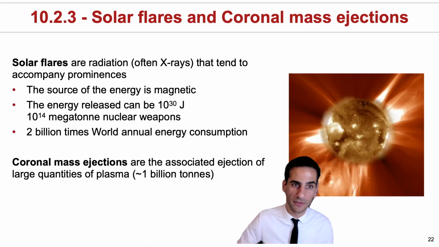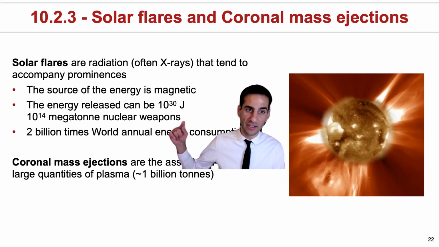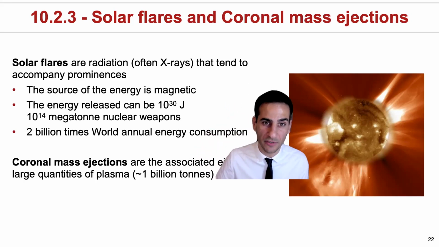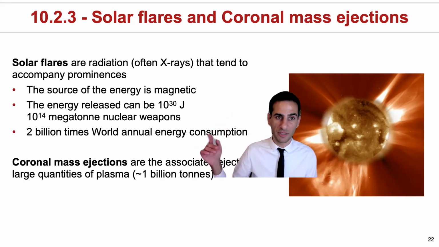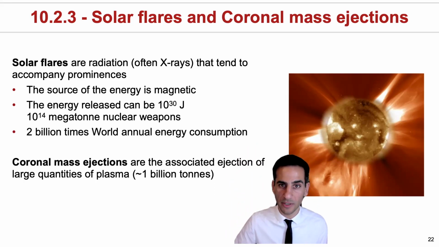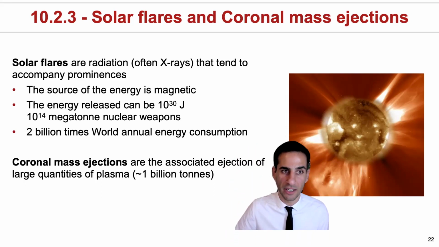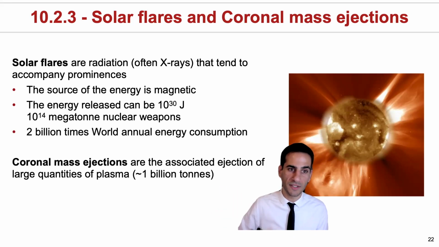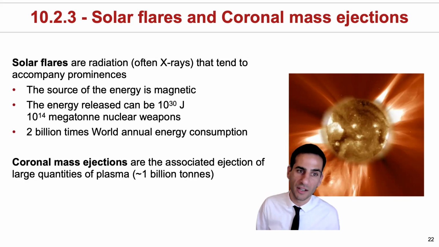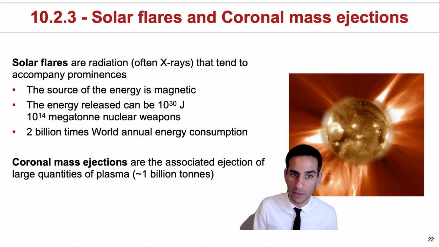There's a lot of energy that's released whenever this happens, the equivalent of something like 10 to the 14 megaton nuclear weapons, or 10 to the 30 joules. That is a lot of energy, essentially 2 billion times the world's annual energy consumption. So these phenomena are really, really energetic. And on top of that, we can also see coronal mass ejections, which are essentially associated with the ejection of large quantities of plasma from the Sun, something like 1 billion tons.